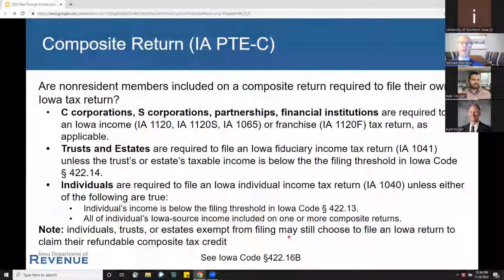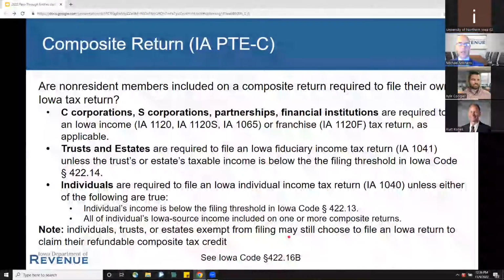Estates and trusts that are included on a composite return also are required to file an Iowa fiduciary income tax return unless that trust or estate's taxable income is below the filing threshold in Iowa Code Section 422.14.